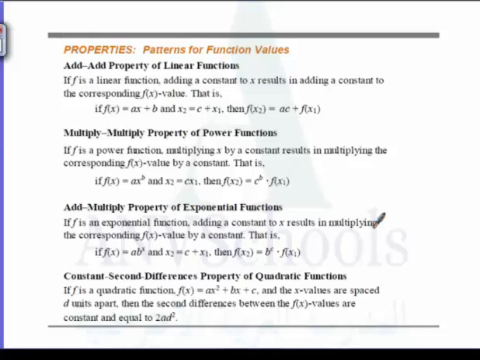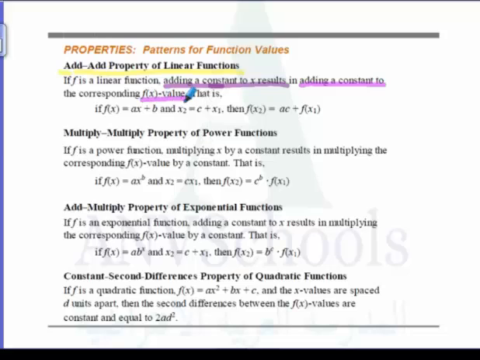Now let us summarize the given properties, and these are for function values. If we have the add property of linear functions, suppose that we have a linear function f, then adding a constant to x results in adding a constant to the corresponding f of x value. So if you add a constant to the x values, such as in what we have seen so far, it will result in adding a constant to the corresponding f of x value.